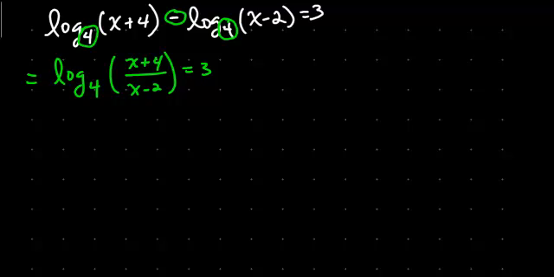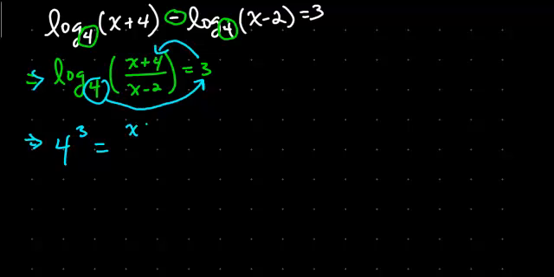And now with the definition of a logarithm, this implies that 4 raised to the third equals (x plus 4) over (x minus 2). Okay? And now we just solve for x. We've got that x minus 2 in the denominator, so to get it out I need to multiply by x minus 2, but I need to do it to both sides.